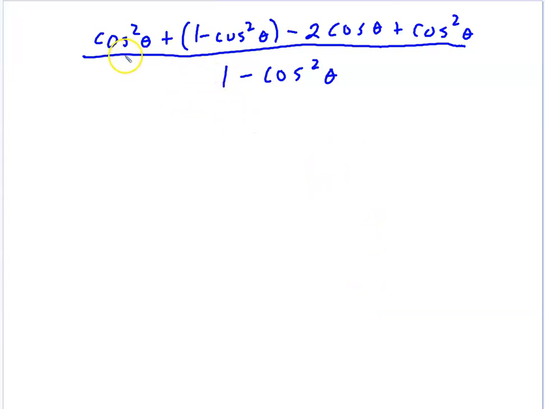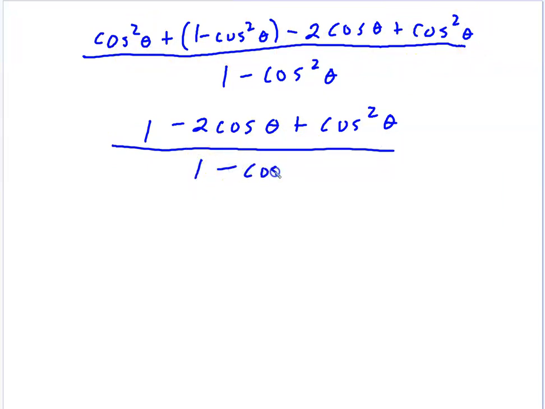All right, so let's see what we got here. Cosine squared minus cosine squared, those are going to cancel. So combining like terms, see if this makes sense to you. Combining like terms in the numerator, I'm going to have 1 minus 2 cosine theta plus cosine squared theta. These would cancel, but I've still got this one on the end, over 1 minus cosine squared theta. Okay, we're almost there. This one's kind of a bear.